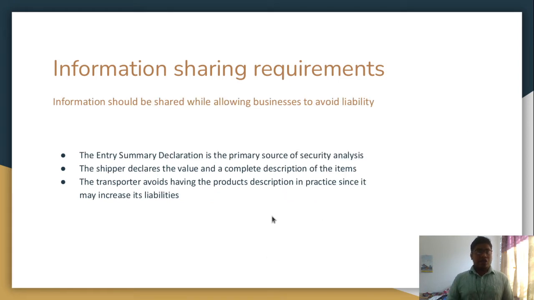The next requirement is that the information should be shared while allowing the business to avoid the liability. The entry summary declaration, which is also known as the ESD, is the primary source of the security analysis. The shipper declares the value and the complete description of the items. The transporter avoids having the product description in practice since it may increase the liabilities.